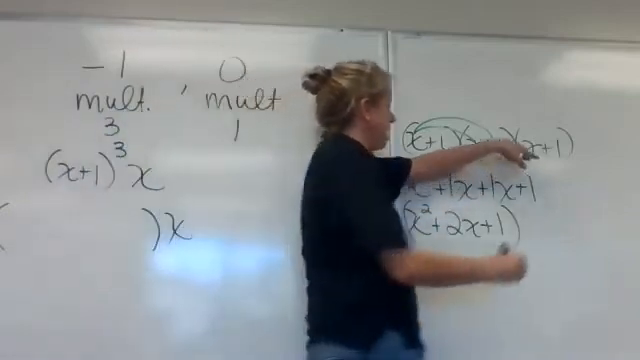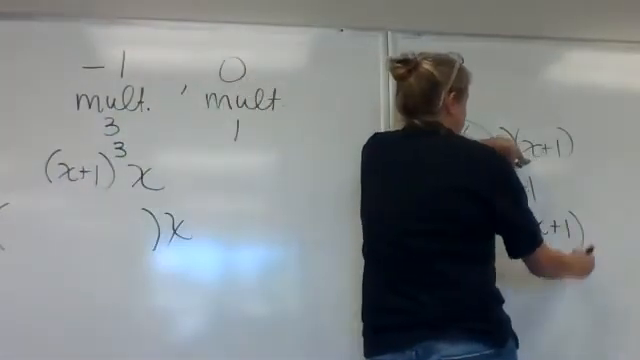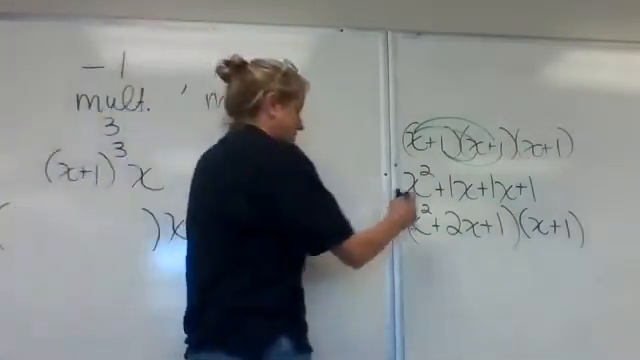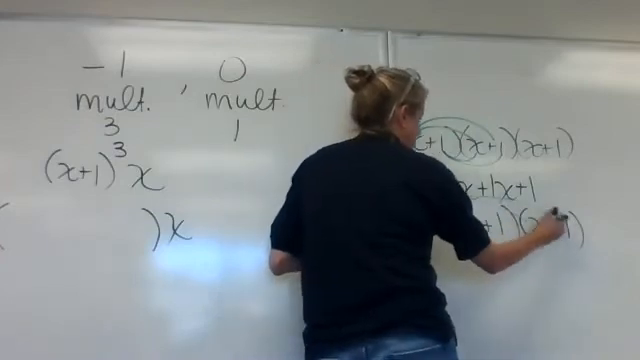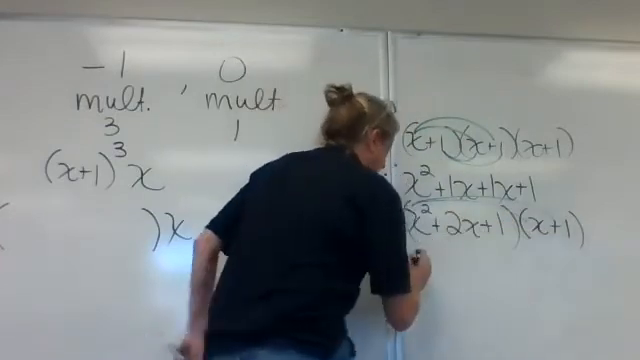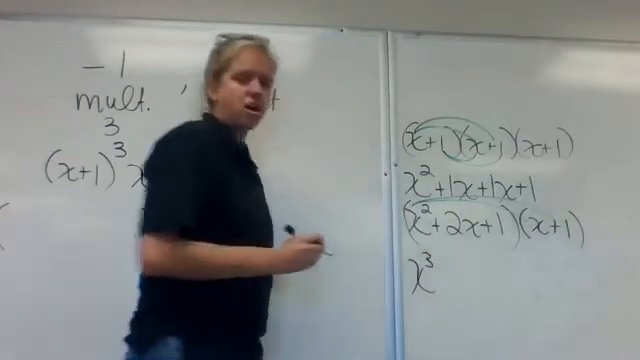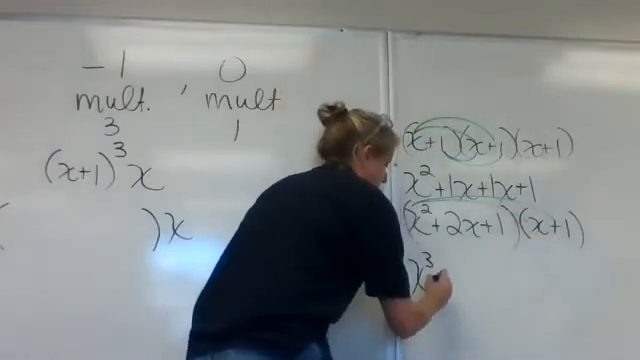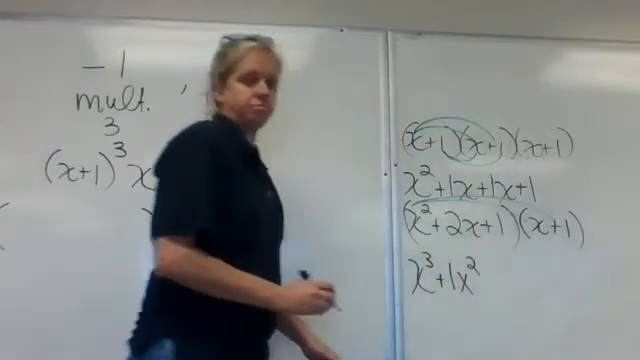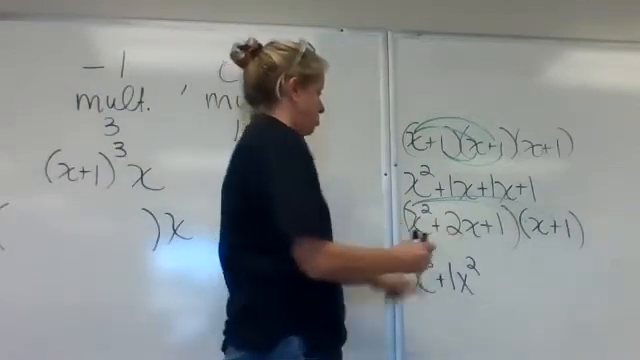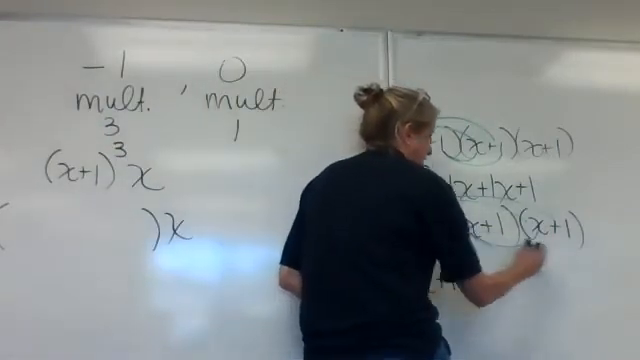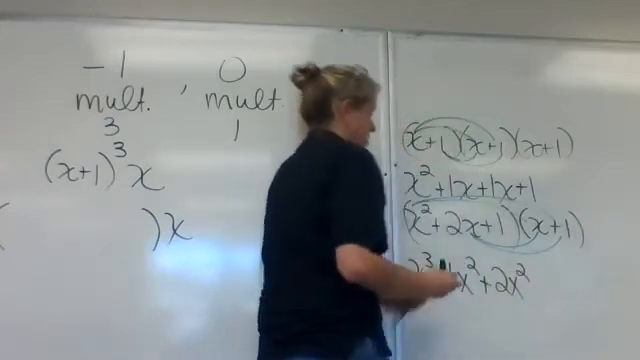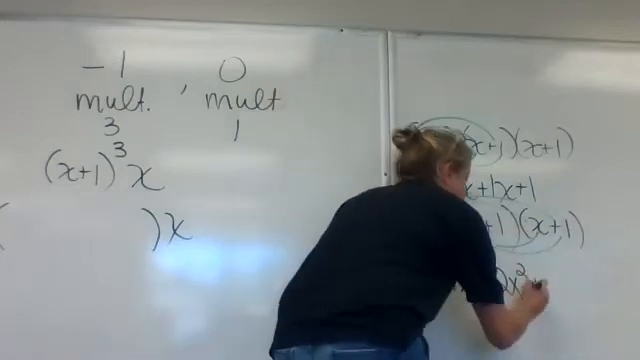But what do you have to multiply this by? That other x plus 1. So let's distribute this. This x squared goes to both of these. X squared times x gives me x to the third. X squared times 1 is just 1x squared. So I'm done with the x squared. I'll move to the 2x and distribute it to both of these. 2x times x is 2x squared. 2x times 1 is 2x.